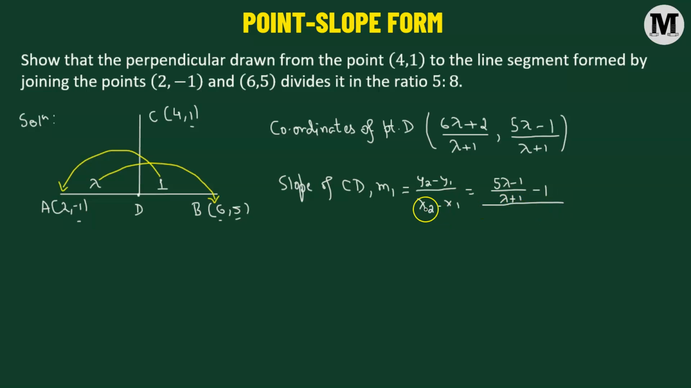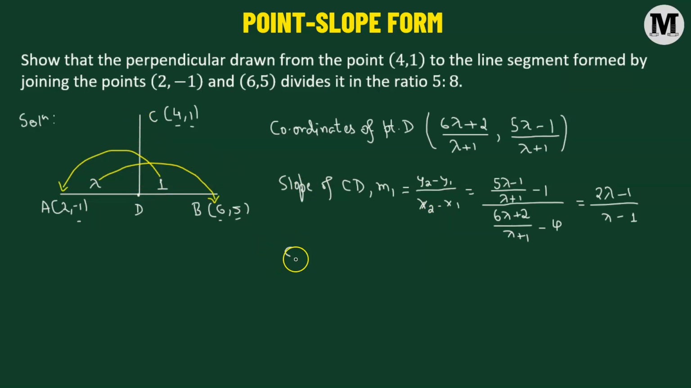Divided by, we'll consider the x coordinates. The x2 will correspond to the x coordinate of point D, so that's (6 lambda + 2) divided by (lambda + 1). And from here, we're going to subtract the x coordinate of C, so that's 4. Now, when you simplify this, we're going to get (2 lambda - 1) divided by (lambda - 1). So this is going to be the slope of line CD.